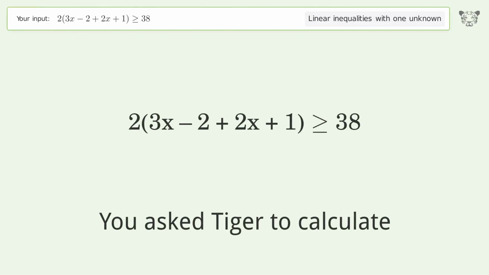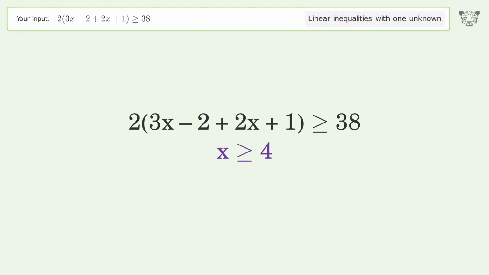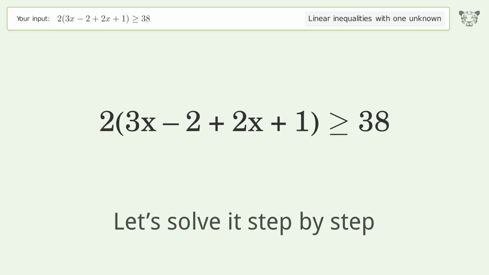You ask Tiger to calculate. This deals with linear inequalities with one unknown. The final result is x equal or greater than 4. Let's solve it step by step.